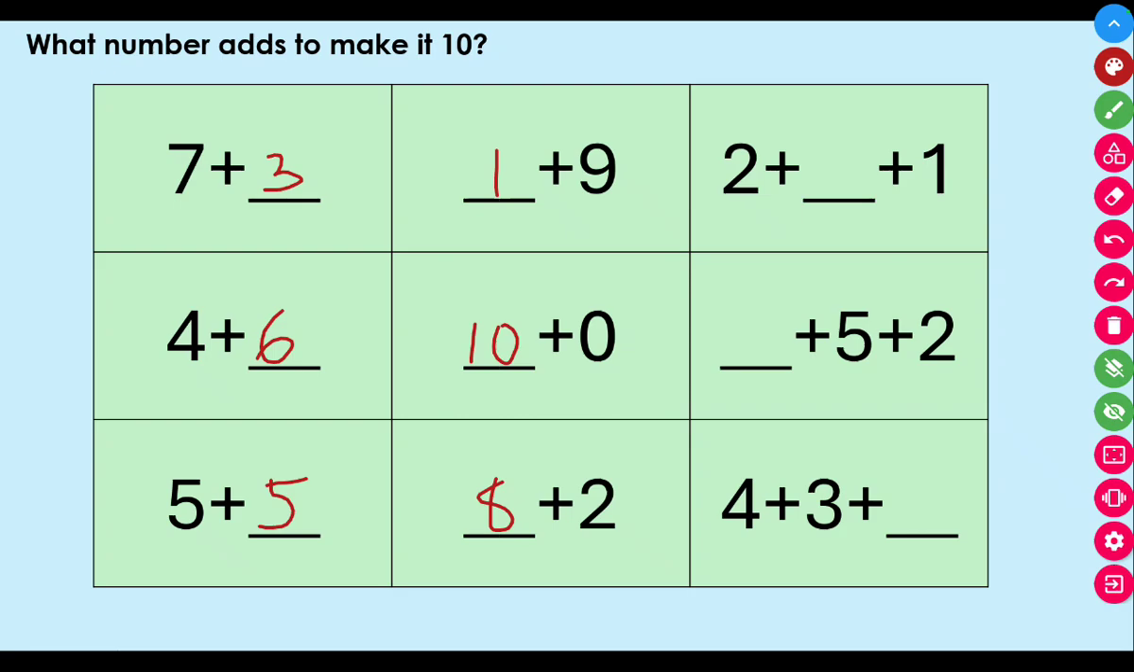2 plus 1 is 3, plus 7 is equals to 10. 5 plus 2 is equals to 7, plus 3 is equals to 10. 4 plus 3 is 7, plus 3 is equals to 10.